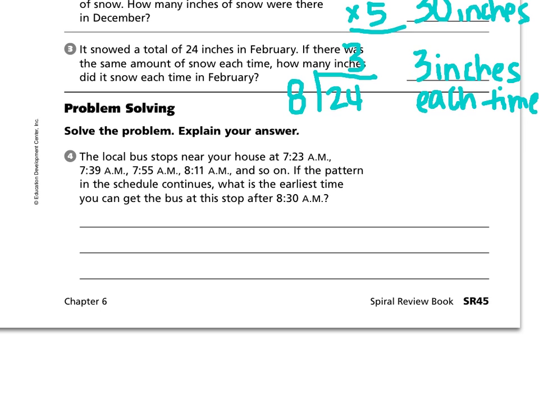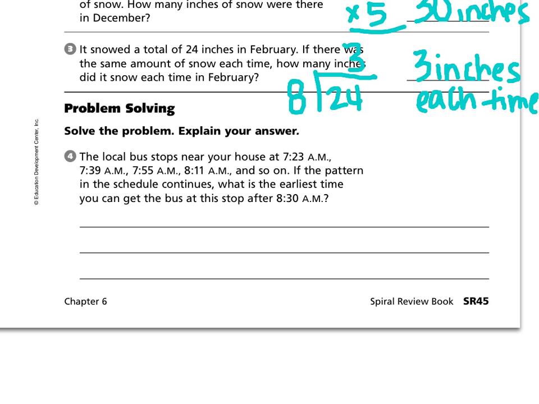Let's look at the problem solving. Solve the problem and then explain your answer. The local bus stops near your house at 7:23, 7:39, 7:55, and 8:11, and so on. If the pattern in the schedule continues, what's the earliest time you can get the bus at the stop after 8:30 a.m.? So let's figure out what the pattern is.